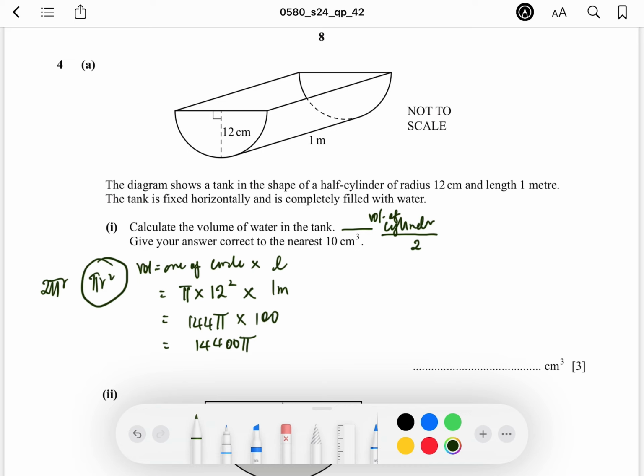Right. So that is the volume of the cylinder. But we want half a cylinder. What do we do? Yes. So all you have to do is divide that value by 2. Use the calculator: 14,400 times pi divided by 2. Use the pi on the calculator.